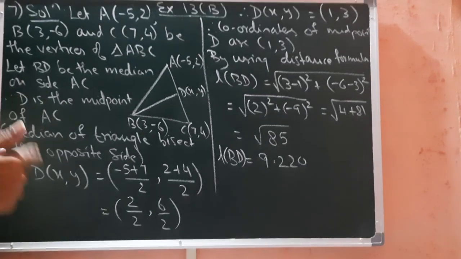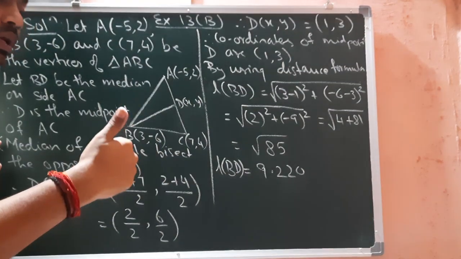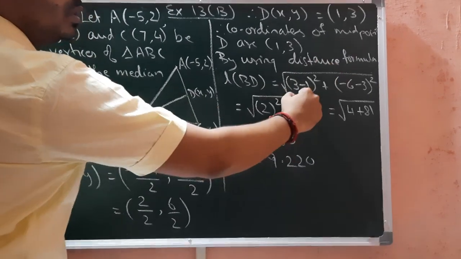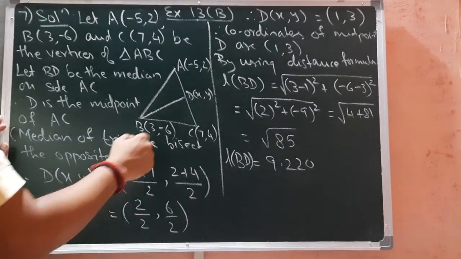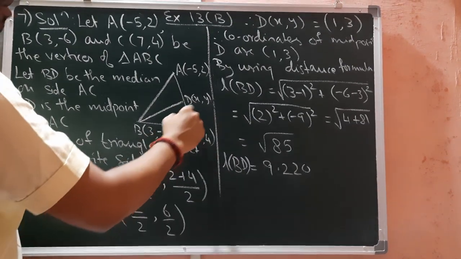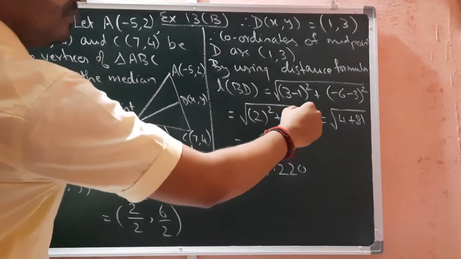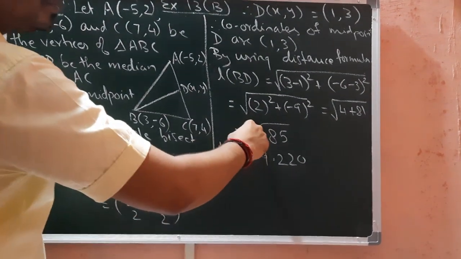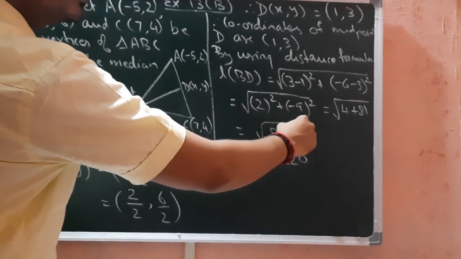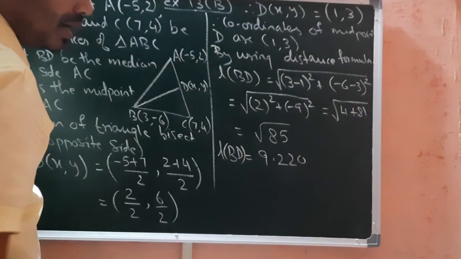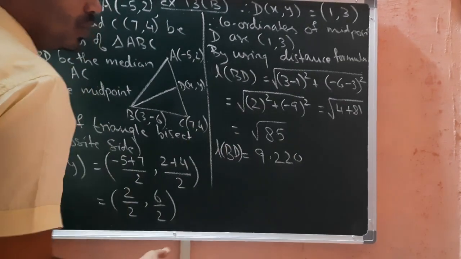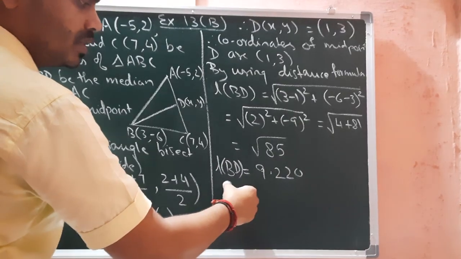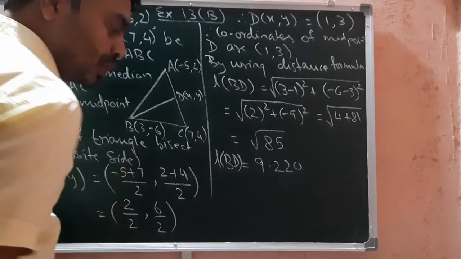Now they are asking the length. So by using the distance formula, which you have learned in your 9th standard, the length of BD is equal to root of (3 minus 1)... as the coordinates we are having are 3 and we got here 1. So (3, 1) the whole square, then we have minus (6, 3) the whole square. So we now get root of 2 square plus (-9) square, which is equal to root of 4 plus 81, which is equal to root 85. Root 85 you will get from the log book, or you can find it out. So length BD is equal to 9.220.